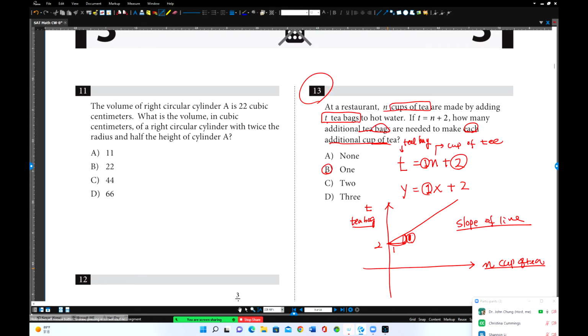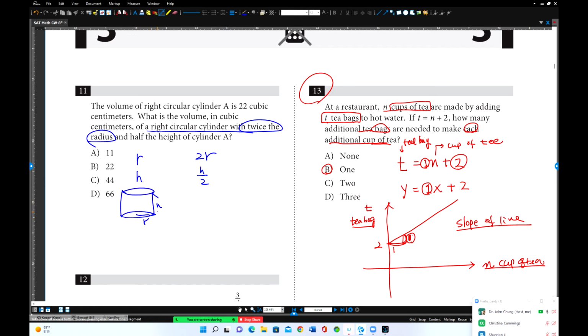Okay, number 11, we have a right circular cylinder with volume 22 cubic centimeters. What is the volume in cubic centimeters? We changed the form, right? The right circular cylinder with what? Twice the radius. It was r before, now it is 2r. And half of the height: if the height is h, this one is what? Half of this one, right? h over 2, they changed this one.